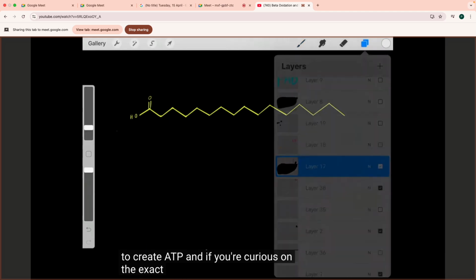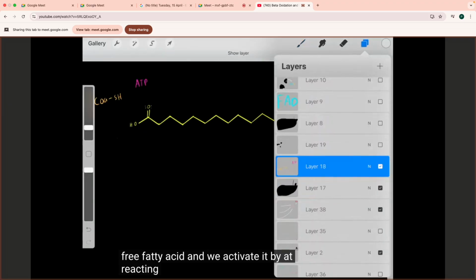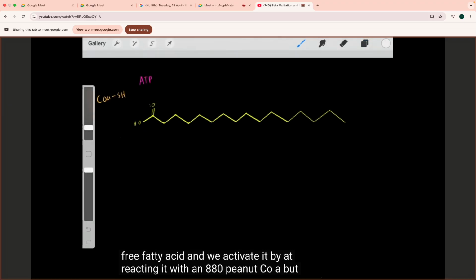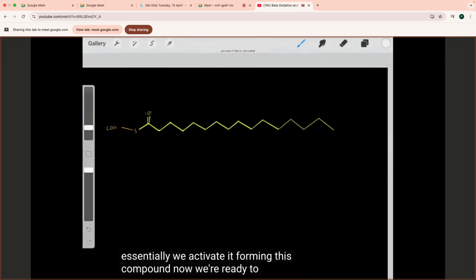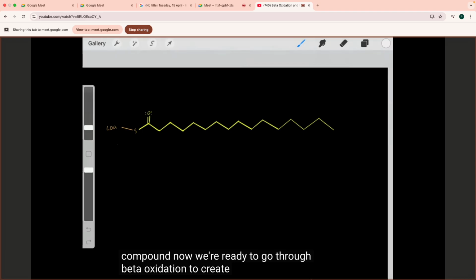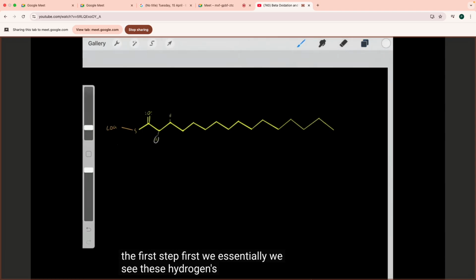And if you're curious about the exact mechanism, first we take the free fatty acid and we activate it by reacting it with an ATP and a CoA. But essentially we activate it, forming this compound. Now we're ready to go through beta oxidation to create ATP. So what's the first step? First, we see these hydrogens.